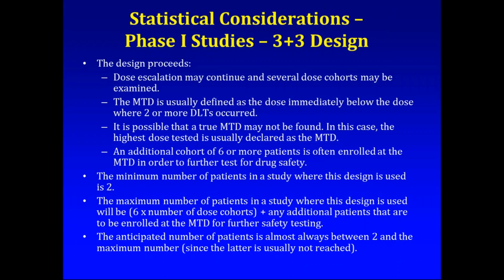6 times the number of dose cohorts, and that's because we can have up to 6 per cohort, plus any additional patients that we plan to enroll for further safety testing. So that's the maximum number of patients we would need for a phase 1 study. And it may end up being anywhere, say, it could be 12, and the maximum may be even 30. I'm just throwing those estimates out.